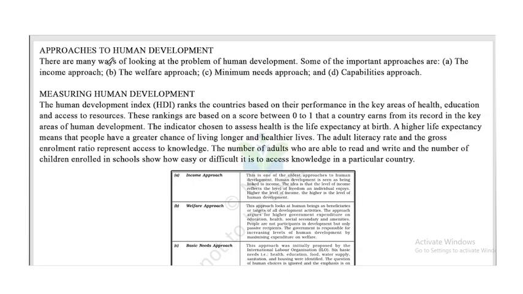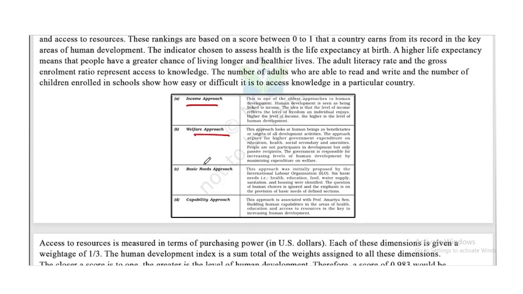There are many ways of looking at the problem of human development. Some of the important approaches are the income approach, the welfare approach, the basic needs approach, and the capability approach. So these are the 4 approaches: first the income approach, then the welfare approach, the basic needs approach, and the capability approach.